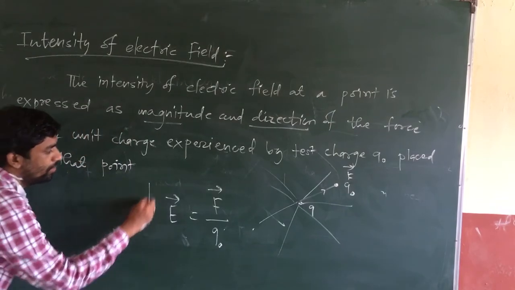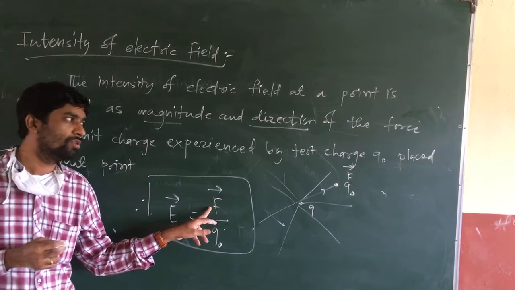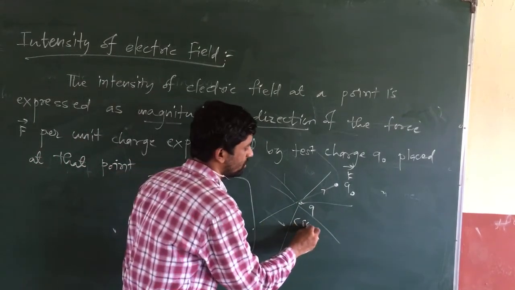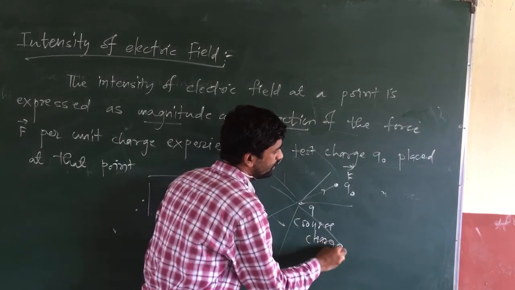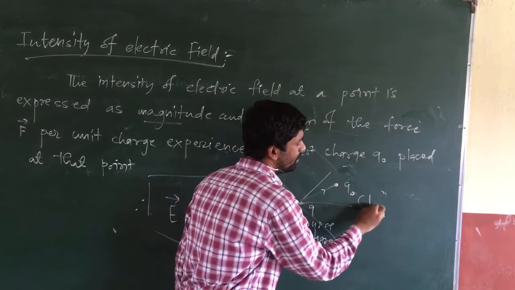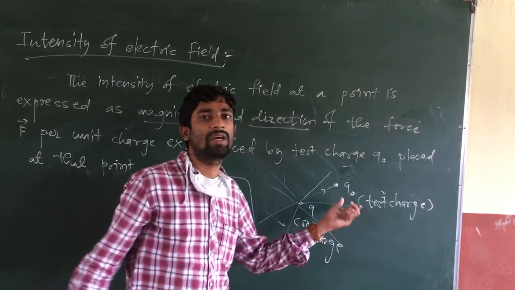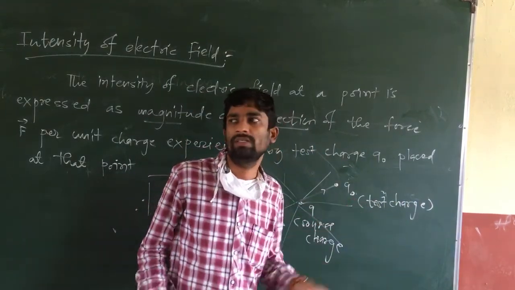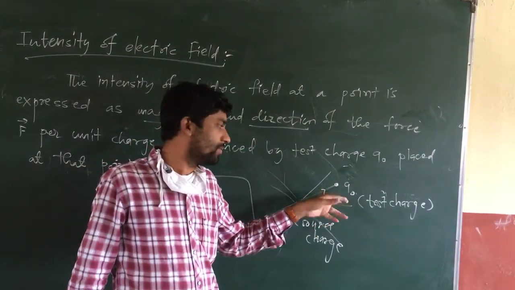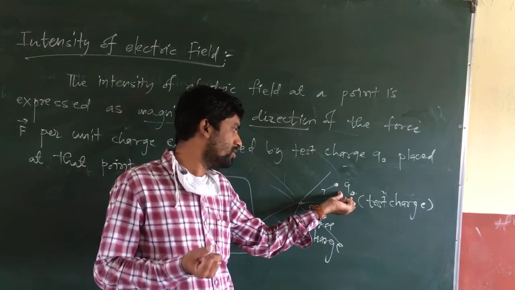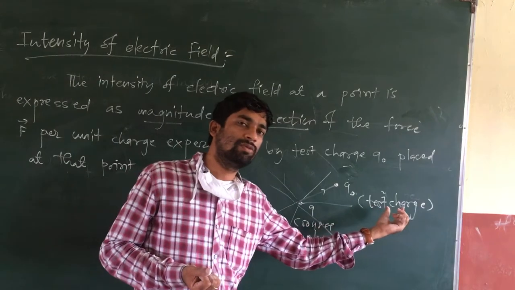So how will you write the equation for the electric field? Electric field is equal to the electrostatic force between the source charge, this is your source charge, and Q naught, which is your test charge. What is a test charge? A test charge is a very small quantity of charge, very small in magnitude. Why is it very small? The charge has a very small value so that it will not disturb the electric field produced by the charge Q. That is why it is known as the test charge.